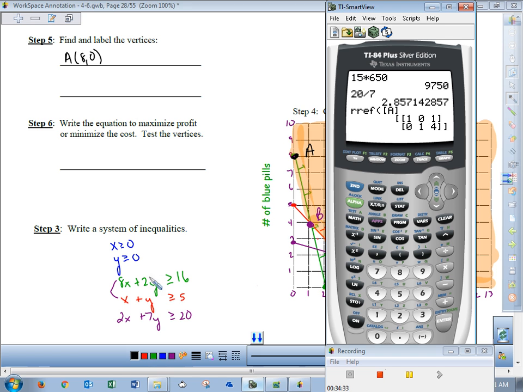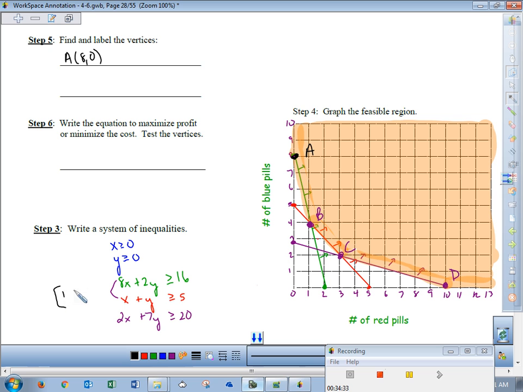And yep, he did intersect at 1, 4, but since we used a matrix, I want that off to the side. 1, 0, 1, 0, 1, 4. So B is at 1, 4. C, that one is a definite right there. At least on my graph, he's at 3, 2. So got him going for me at C at 3, 2.